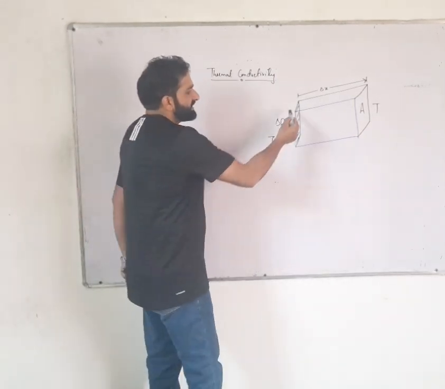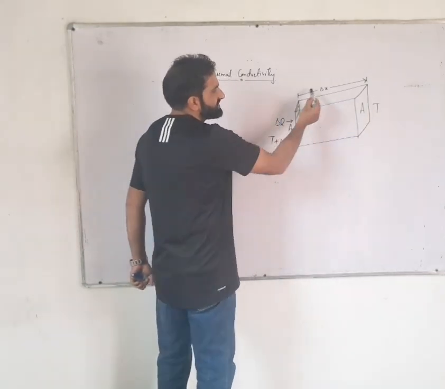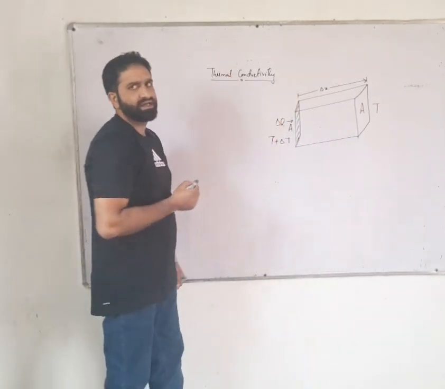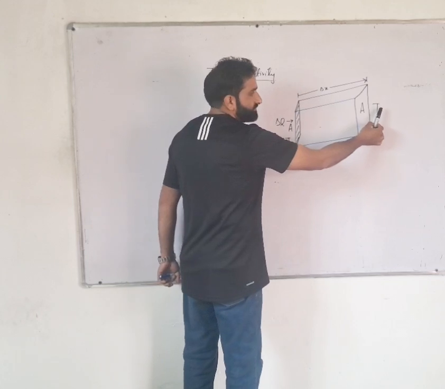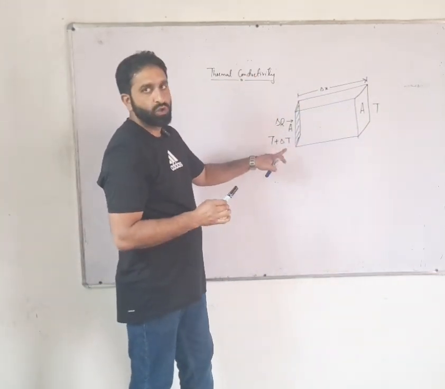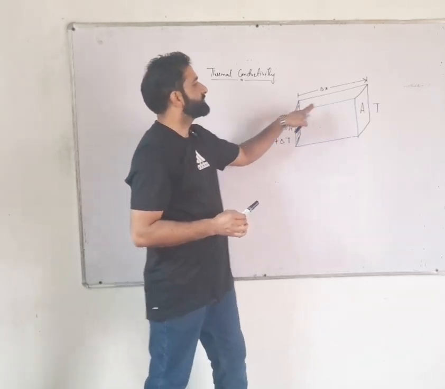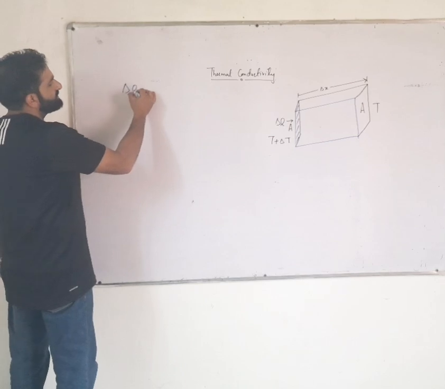Now let us take a slab with this face area A and this face area A. The distance between the two face areas is delta x. Let the temperature of this face be T plus delta T and the temperature of this face be equal to T. So there is a difference of temperature of delta T. So the heat gets transferred from this face to this face. Let delta Q be the amount of heat transferred.